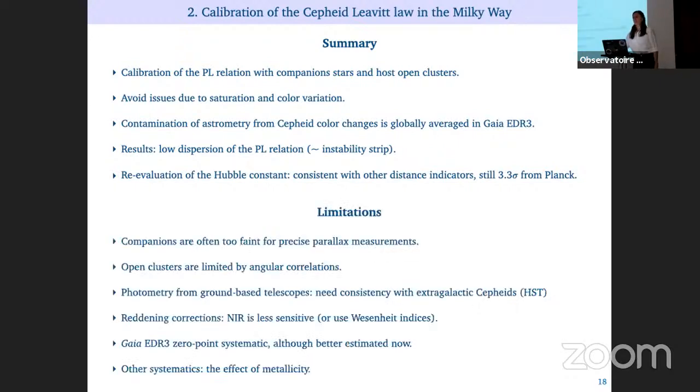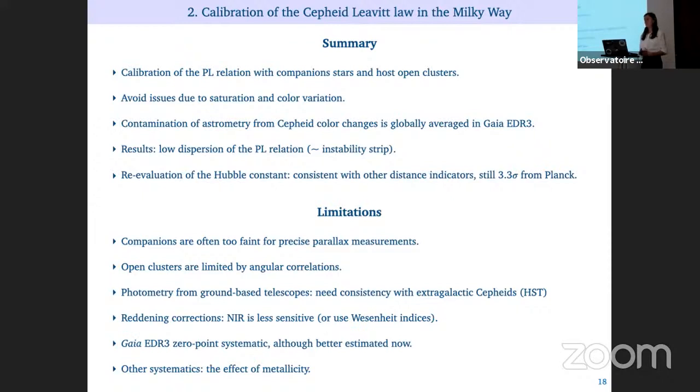This study has some limitations. First, the companions are now too faint for this analysis, so they are not competitive anymore with the Cepheids. Open clusters give very precise parallaxes, but are limited by angular correlations. The photometry that I used is taken from ground-based telescopes, and it introduces systematics in the photometry because in other galaxies, the Cepheids are observed mostly with the HST.